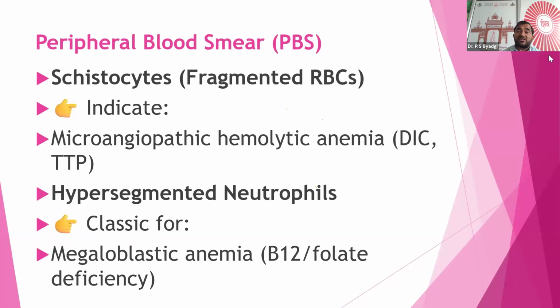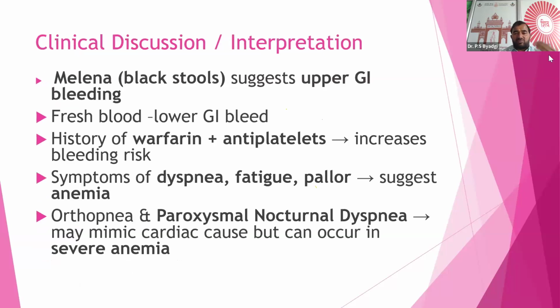If schistocytes, the fragmented RBCs, are seen, that indicates microangiopathic hemolytic anemia. And hypersegmented neutrophils, as I mentioned earlier, with the size and shape of the RBCs increased, indicate the diagnosis of megaloblastic anemia.